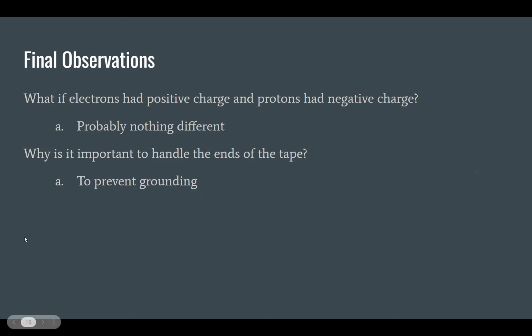So some quick final observations. What if electrons have positive charge and protons have negative charge? Probably nothing different, besides the nuclear structure being a little bit different. They would act relatively similarly. It's important to handle the ends of the tape to prevent grounding, in which case the charge will rebalance into an actual neutral object through the transfer of electrons from your hands into the tape.